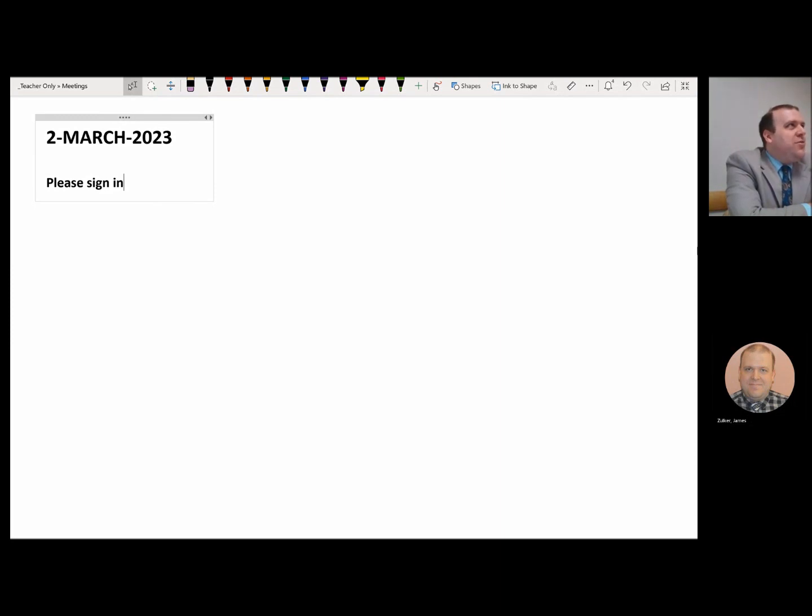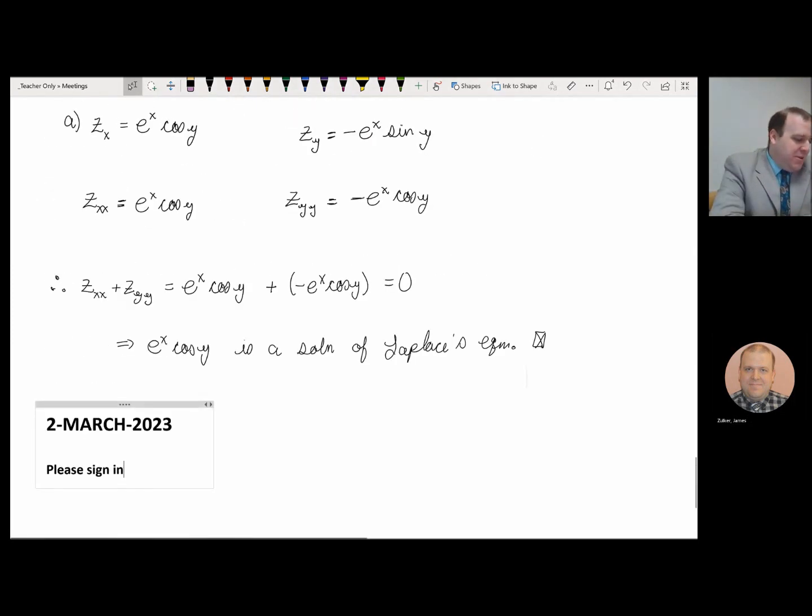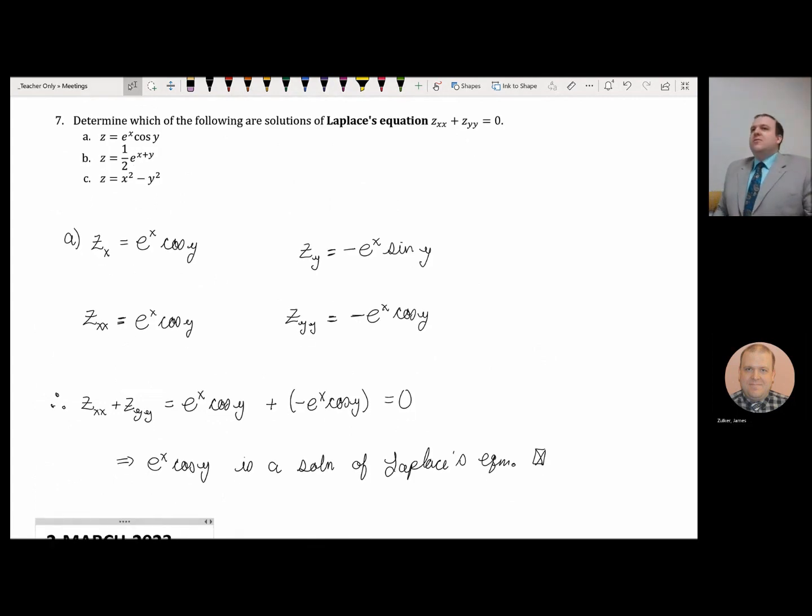We left off Tuesday. We were looking at partial derivatives, right? We looked at Laplace's equation. We're asked to determine if three given functions were solutions. We got through the first one. All right, so now we're going to look at the second and the third. Second function, half e to the x plus y. Remember, to be a solution to the partial differential equation, it has to satisfy the equation when plugged in.